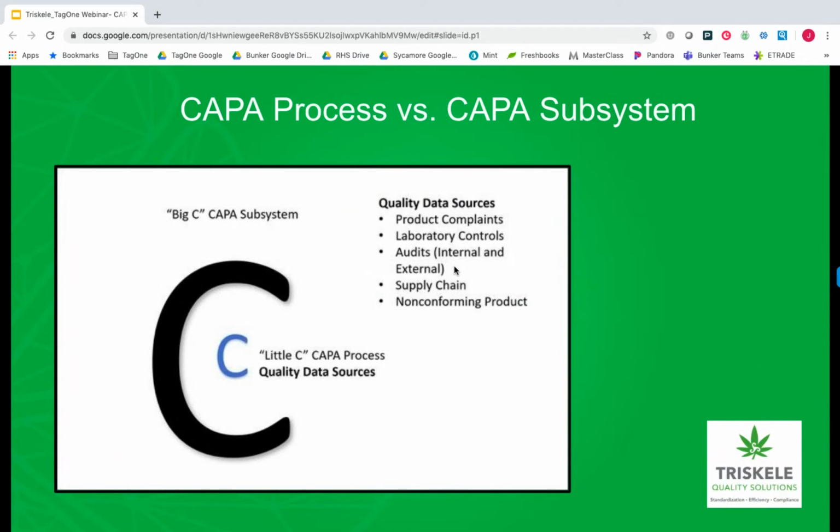Yep. If I were to drill it down, it sounds like the CAPA subsystem is like the strategy, and the process is the tactics, if that's a fair analogy. Yeah, it's like the hub of where all your data goes, and then you can analyze that data to determine how severe your issue is.